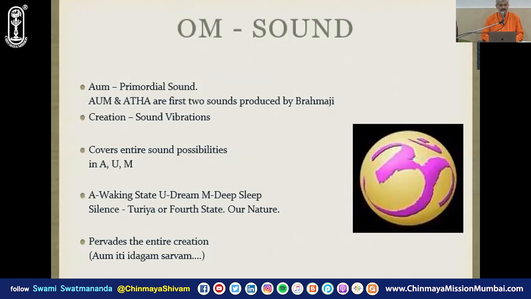The Mandukya Upanishad says that A is the waking state. Why is A the waking state? Because A is the first alphabet and waking is the first state we go through. Then U is the dream state because it's in the middle. And Ma is the deep sleep. But when we say Ma, our mouth closes. Everything becomes unmanifest in deep sleep. So, A, U, Ma, three states indicated by three alphabets: waking, dream, deep sleep.